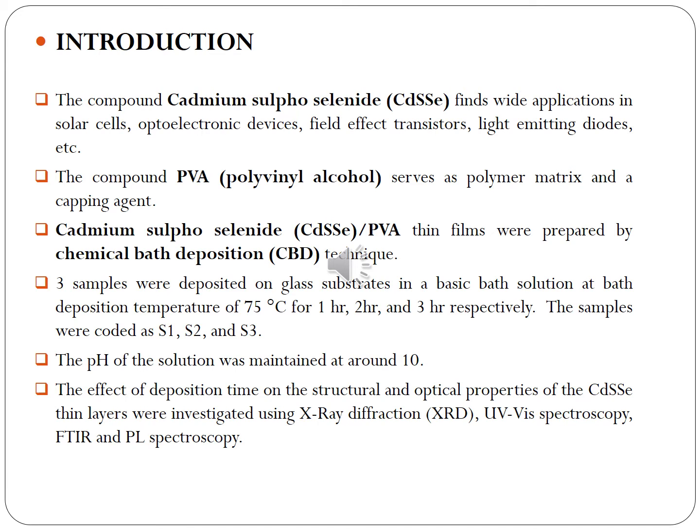Cadmium sulfoselenide PVA thin films in this present work were prepared by chemical bath deposition technique. Three samples were deposited on glass substrate in a basic bath solution at bath deposition temperature of 75 degrees C for 1 hour, 2 hour and 3 hour respectively. The samples were accordingly coded as S1, S2 and S3. The pH of the bath solution was maintained at around 10 with the help of aqueous ammonia.